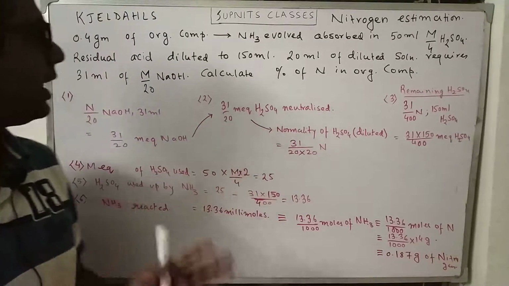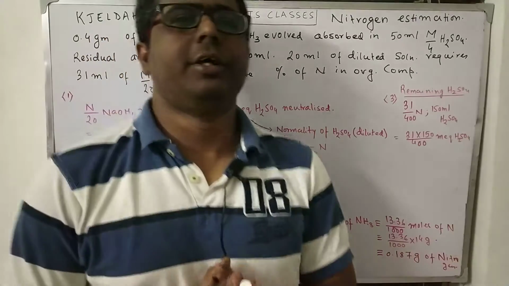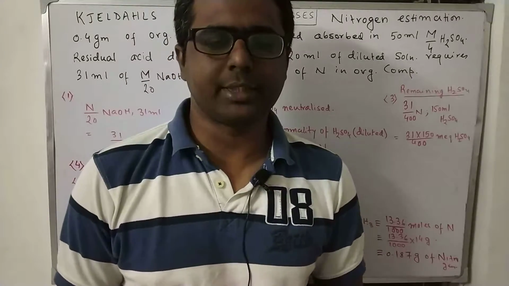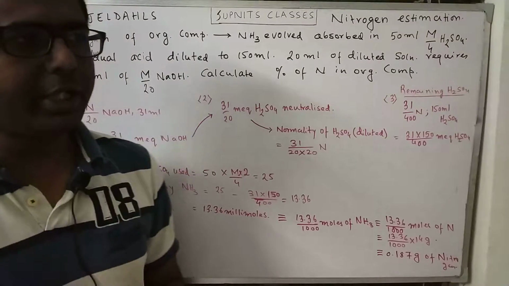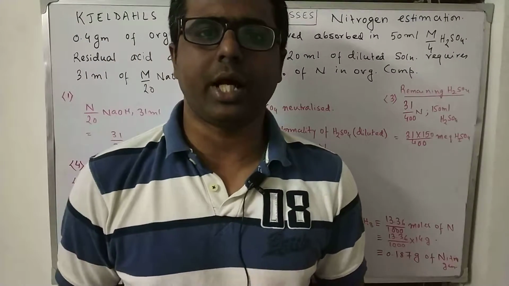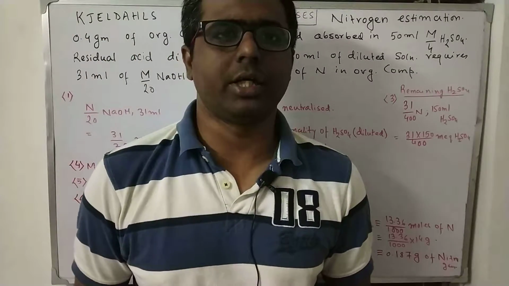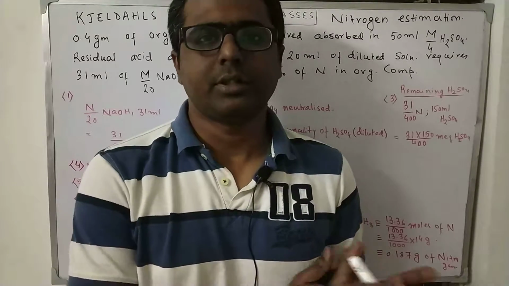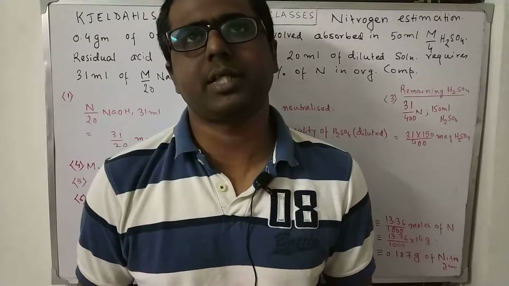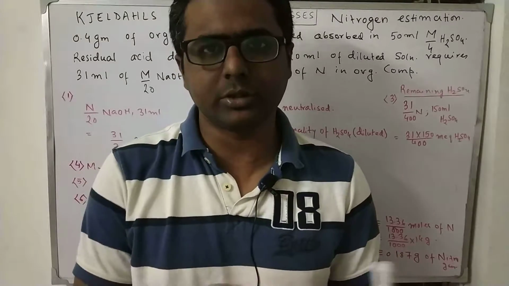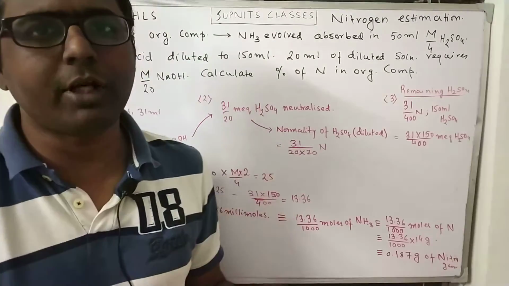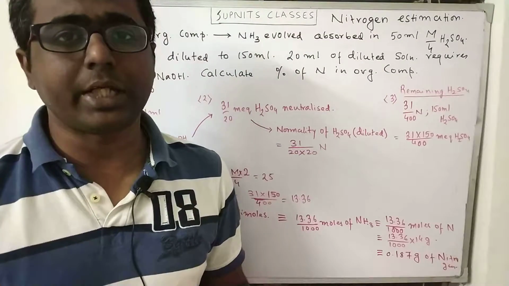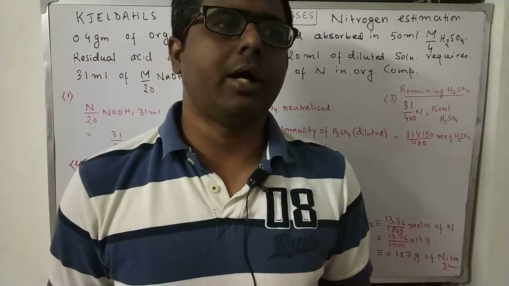Hello. So coming to the last part of quantitative analysis, and that is the Kjeldahl's method for estimation of nitrogen. We have already gone through the estimation of carbon, hydrogen, and then sulfur, halogens, and phosphorus. Now the biggest one, maybe somebody can call it the hardest amongst the estimation part, because it involves volumetric calculations a little bit.